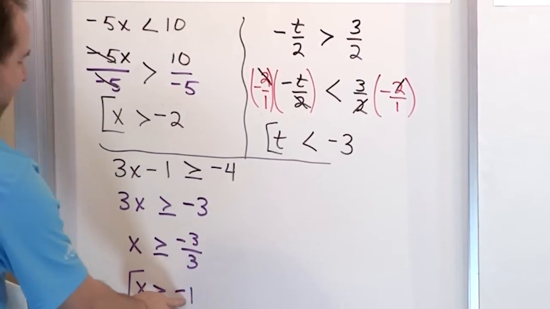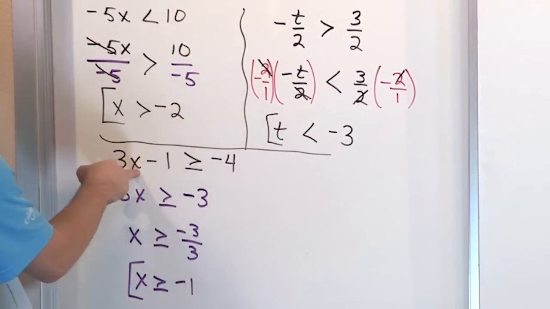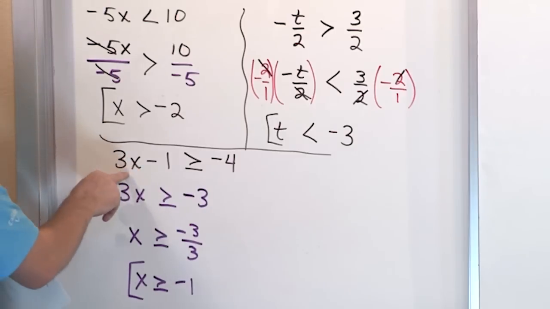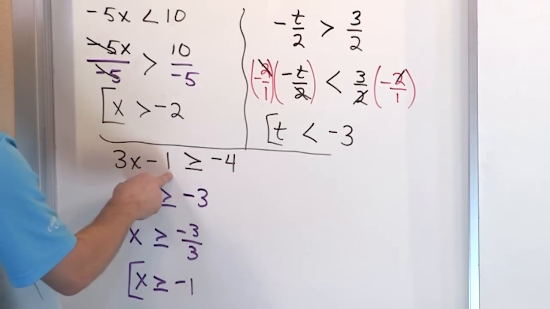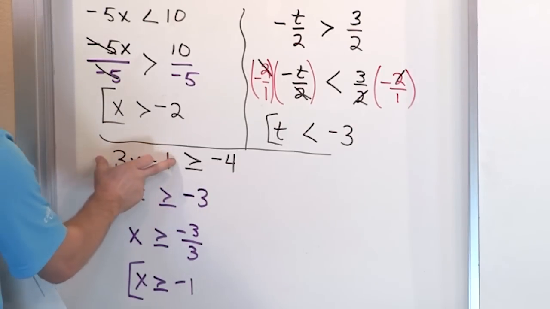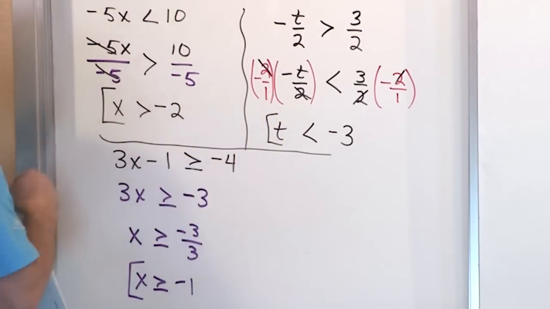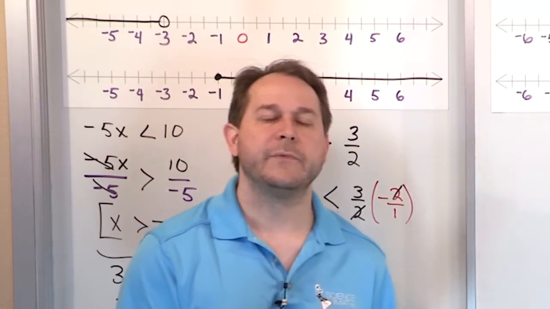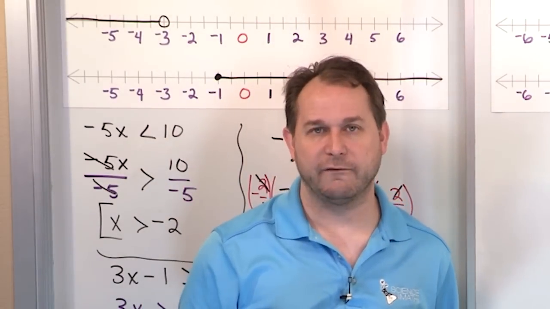In fact, if you put negative 1 in here, because we're saying it's greater than or equal to negative 1, if you put negative 1 in here, what will you get? 3 times negative 1 is negative 3. Negative 3 minus 1 is negative 4. Negative 4, is that greater than or equal to negative 4? Yes, because it's equal to, which is allowed in this inequality. So the answers that you get, you should be able to put them back in and verify that they are correct.